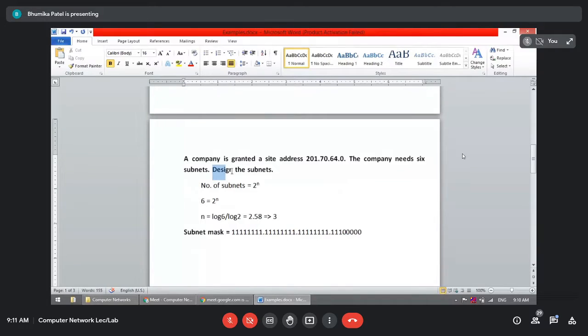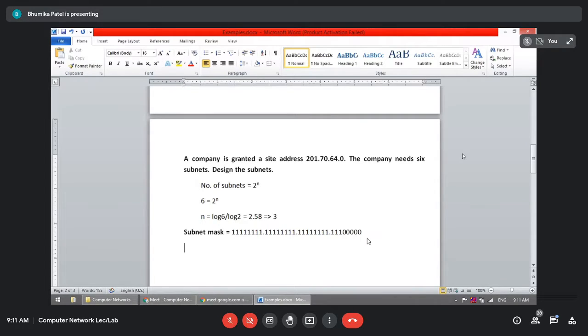Now here in the question, what is given? Design the subnets. So here actually we are going to have 8 subnets. If we take 3 ones, we have taken 3 bits from the host ID. That means the number of subnets will be 2 raised to 3, which is 8. So we are going to have 8 subnets, but we are going to give only 6 subnets to this particular company. So the first 6 subnets will be assigned to this company.